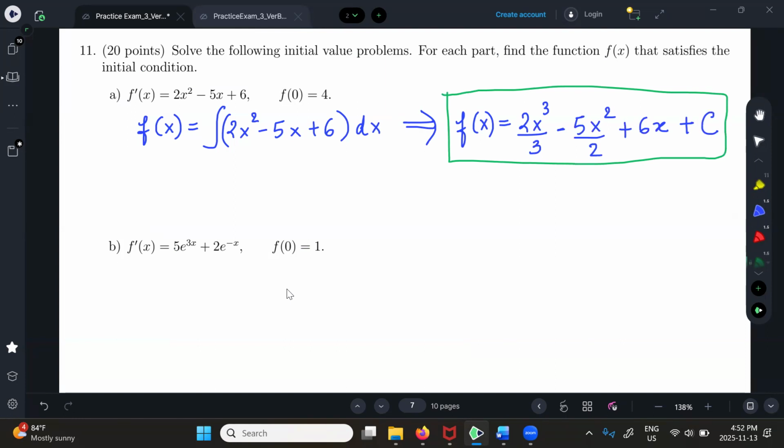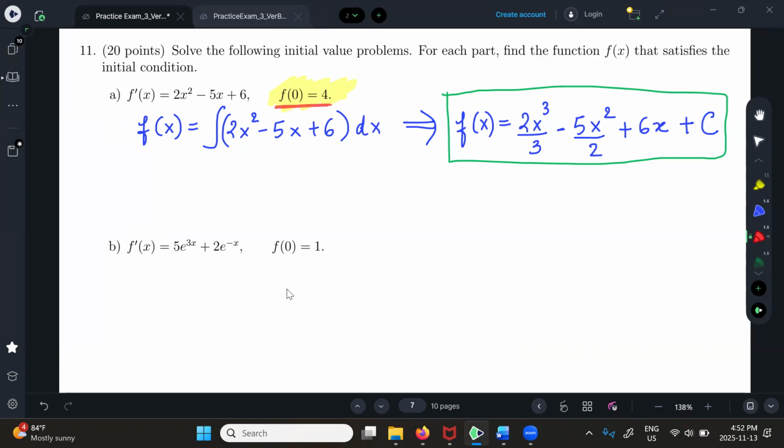Okay, but now these questions are slightly longer because you're given the initial condition. This is where I saw in the quiz, a lot of you were using shortcuts and getting the wrong answer. Now take out your calculators. I want you to get the correct answer. This is how you set up the equation in exam. If you have f(0) equals 4, you know what it means.